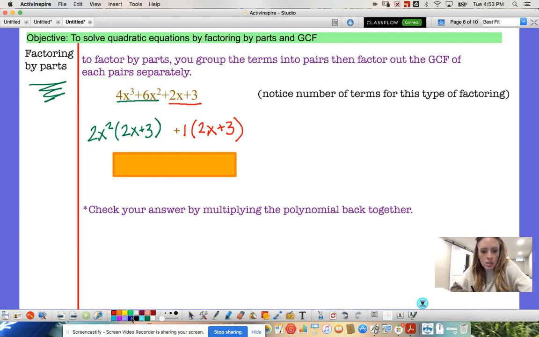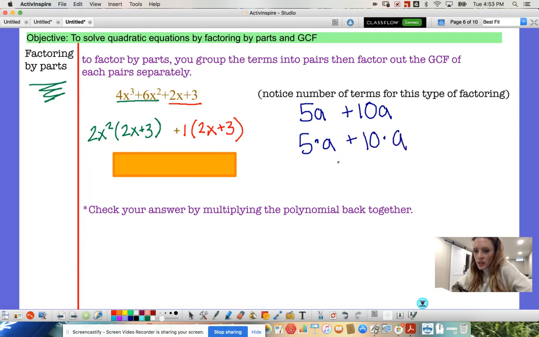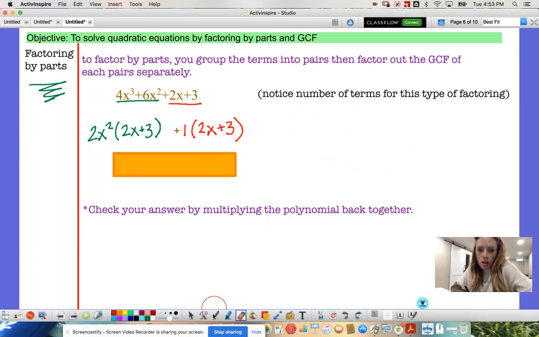So what I want you to notice here is, just like in algebra, if we have 5a plus 10a, what that really means is we have 5 times a plus 10 times a. And what we can do with those, because they're multiplied by the same thing, is combine them, and they become 15, right? 5 plus 10, 15a, right? It's a common term. So what we've actually created over here is a common term for our factoring by parts.